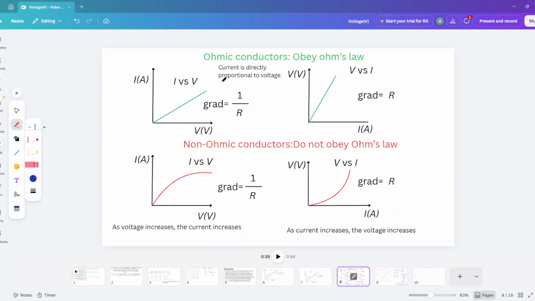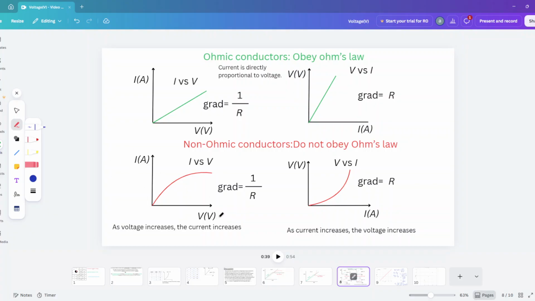If it is a straight line, this is I versus V, and the gradient is 1 over R, and V versus I has a gradient R. V over I is R, I over V is just 1 over R, and these ohmic conductors obey Ohm's law, so that the graph is a straight line. And then non-ohmic conductors do not obey Ohm's law.